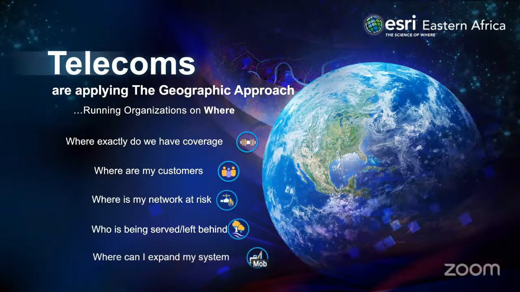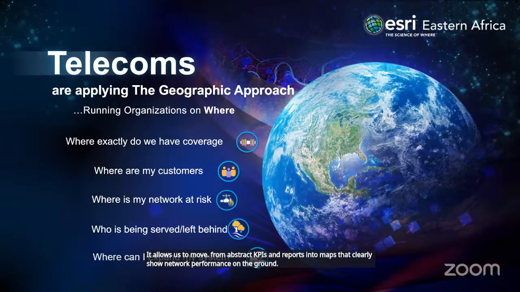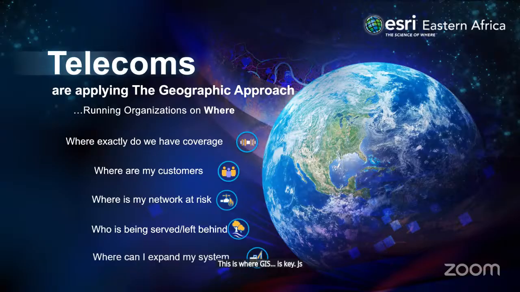Mobile coverage analysis provides spatial answers to these questions. It allows us to move from abstract KPIs and reports into maps that clearly show network performance on the ground. This is where GIS is key. GIS allows us to bring together the network data, the terrain, the demographic data, and the administrative boundaries into one analytical environment.